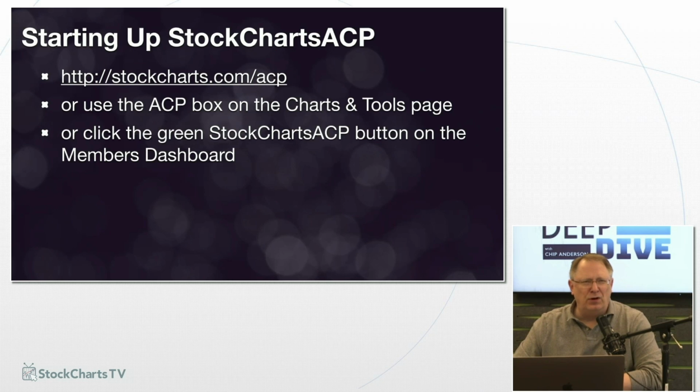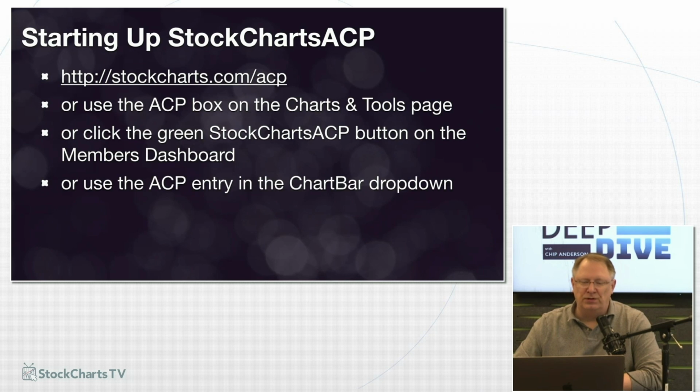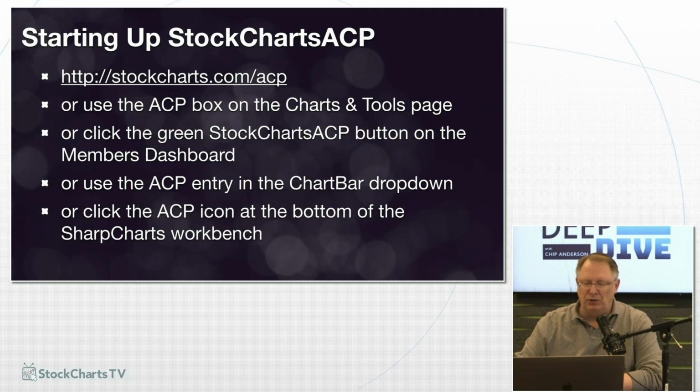If you log into StockCharts as a member, you go to the members dashboard, you'll see a big green button that says Go to ACP. Click on that. That's another way. In the chart bar drop down, where you get to type a ticker symbol, and typically you just type a ticker symbol and press enter, you'll see our other charting tool, the SharpCharts charting tool. Well, there's a drop down there too. You can also drop that down, select ACP, and go that way.